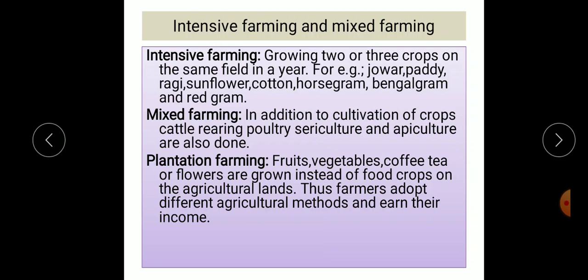Next is plantation farming. Fruits and vegetables, coffee, tea or flowers are grown instead of food crops on the agriculture land. Thus farmers adopt different agriculture methods and earn their incomes.